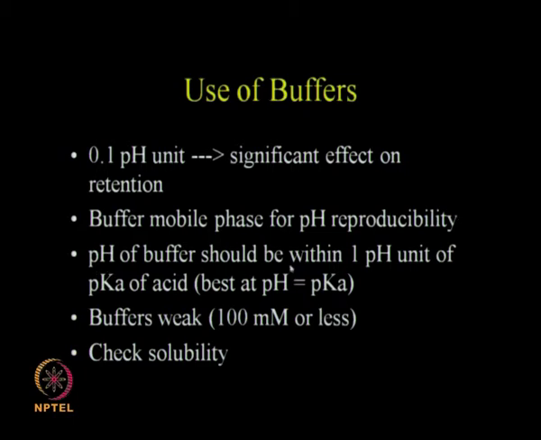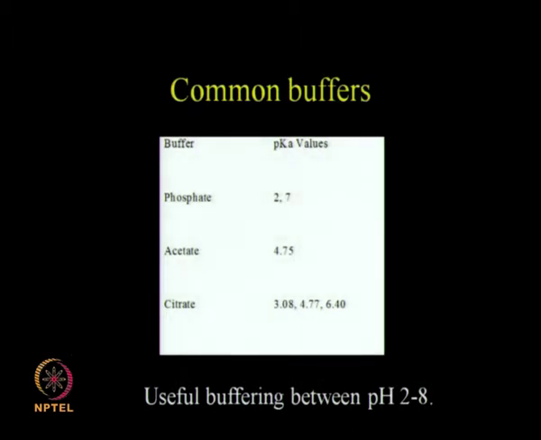The pH of the buffer should be within 1 pH unit of the pKa of the acid. So pH should be equal to pKa for acids. Buffers are very weak if you are using 100 millimolar or less, but the most important thing we need to check is whether these buffers are soluble in your continuous phase. So for acids you adjust the pH so that it is equal to the pKa of the acid.